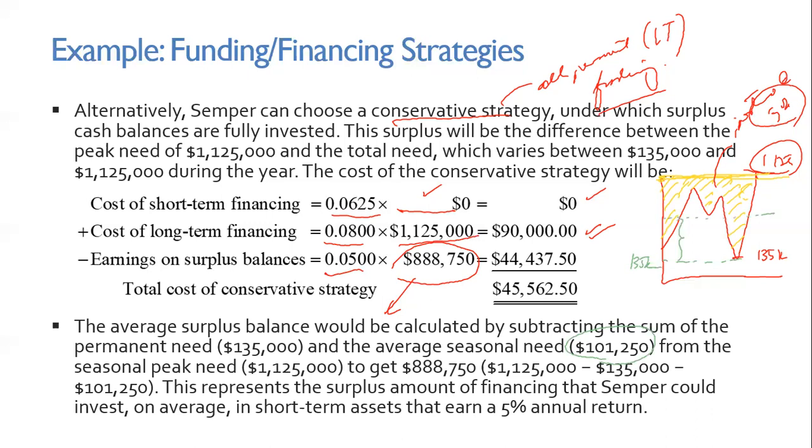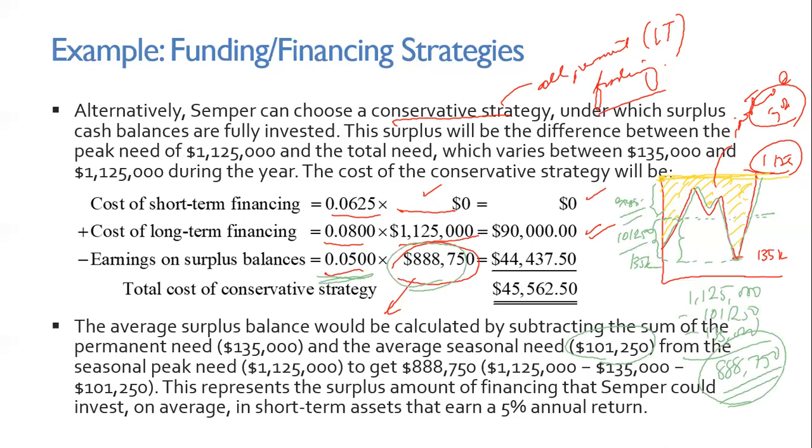Di ba yung mga seasonal need nagbabago from time to time? Their average is this one, yung portion na yan, that's 101,250. Okay? That's why on the average, ito yung portion na excess. So that's 1,150,000 minus 101,250 minus 135,000. And that's 888,750. That's the average excess balance.